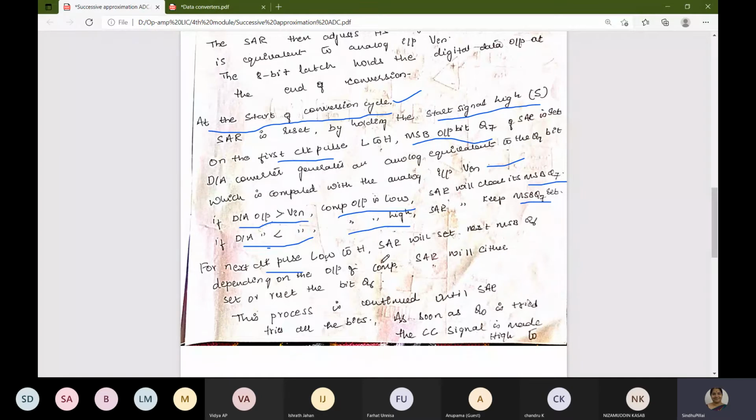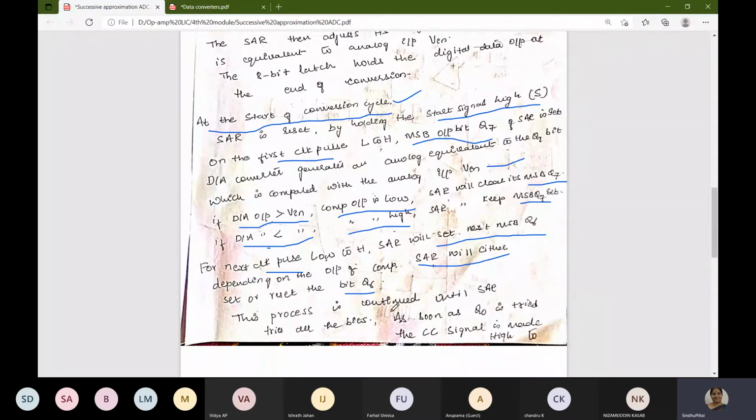Again, for the next clock pulse, what will it do? The SAR will set the next bit. After Q7, next is Q6. It will set Q6 and compare with the input signal. After setting Q6, it has to be converted to an analog signal. That analog signal is compared with the input signal. Again, depending upon the output of the comparator, the SAR will either set or reset Q6. It will set when the output is high, and reset when it is low.